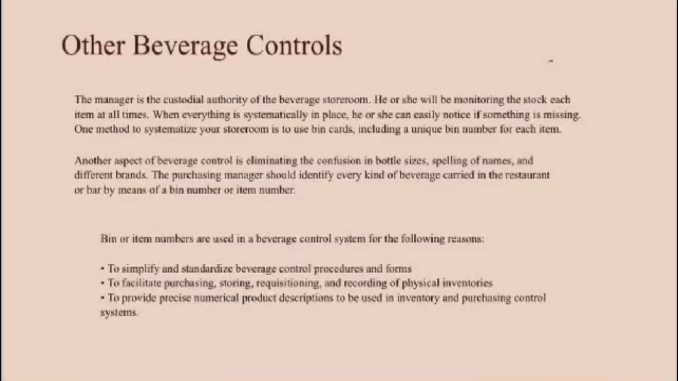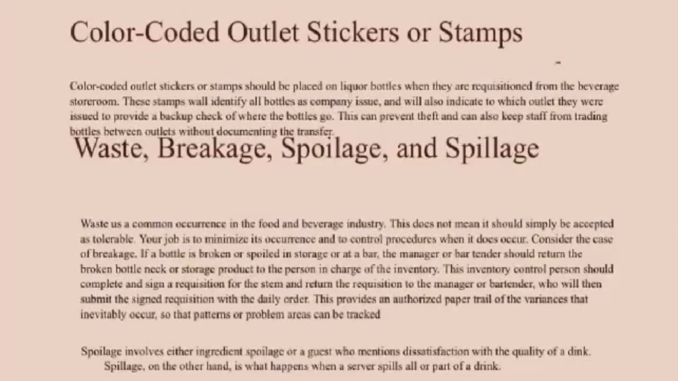record keeping. So, the key concept or tips: inventory control. Proper inventory management is vital for preventing waste, theft, and stockouts. And next is standardization. Consistent procedures and record keeping improve efficiency and accuracy. And then next is color-coded outlet stickers or stamps.